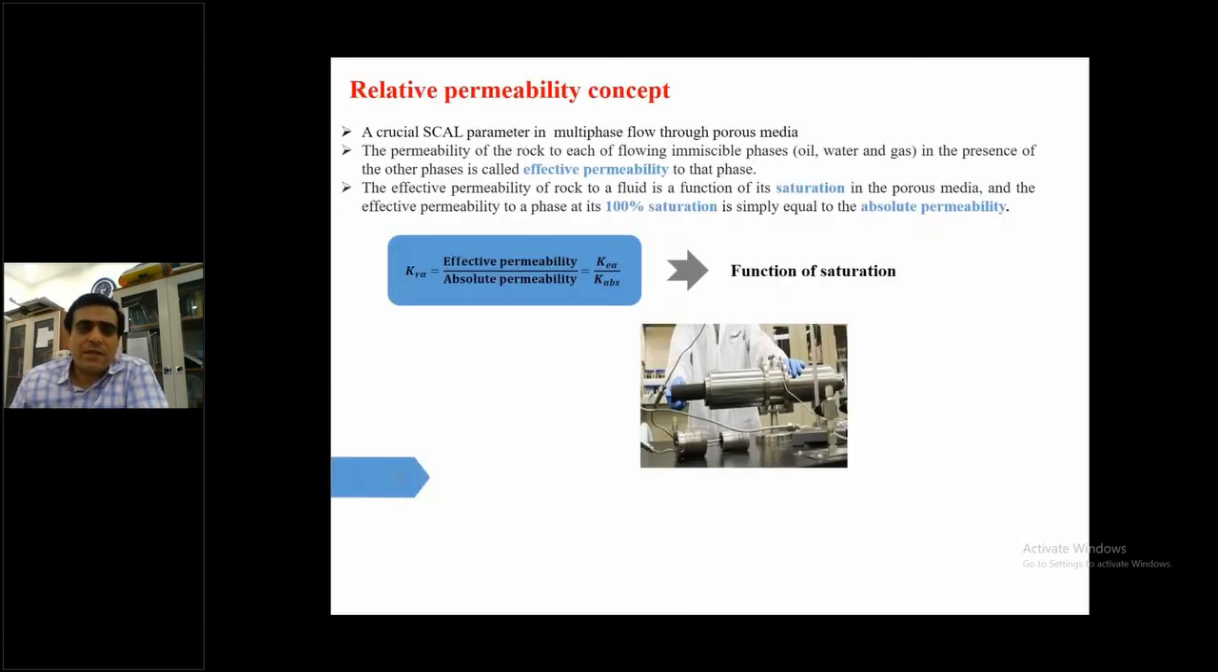The other concept, which is already familiar to all of the reservoir engineers, is the relative permeability concept.